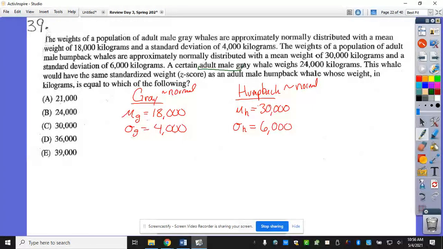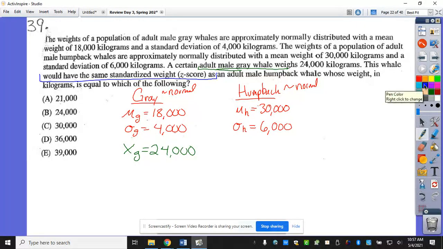A certain adult male gray whale, which means we're over here, weighs 24,000 kilograms. So I've got an X in this category. It's 24,000. I honestly think this problem gives you too much. Usually I would see this problem worded as: the same percent that have less than 24,000 kilograms for a gray whale would have what weight as a humpback male? And you have to understand that you have to go through z-scores to get there. I think it gives you too much to tell you, hey, use a z-score to get there.